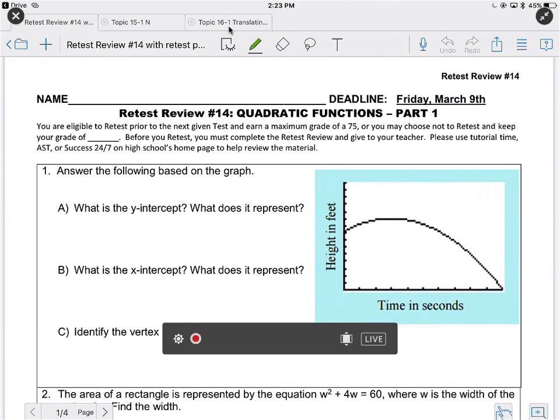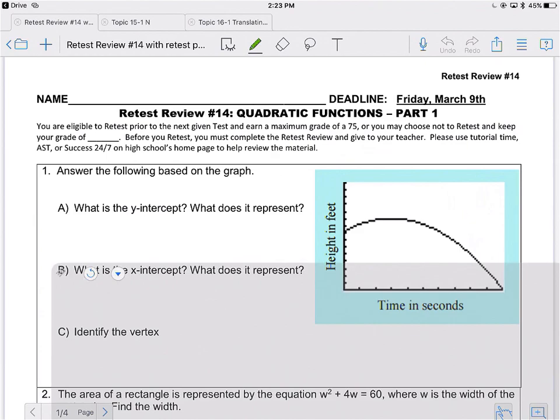This video covers the retest review 14 for quadratic functions part 1. This is to be taken care of by Friday, March 9th.